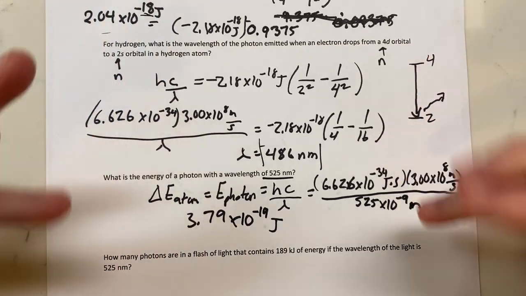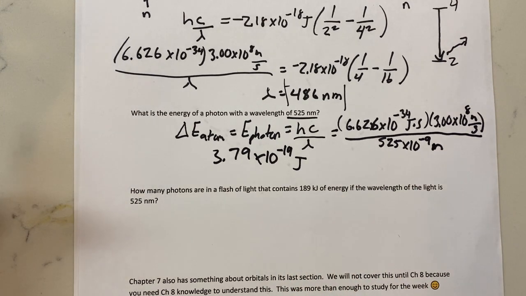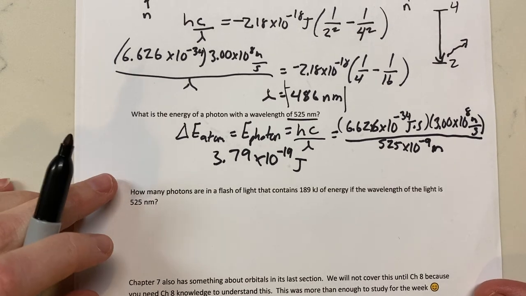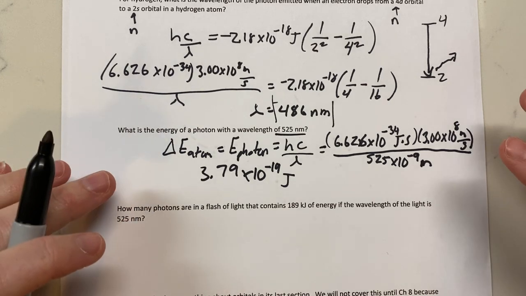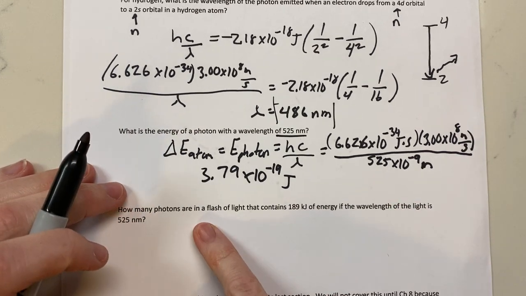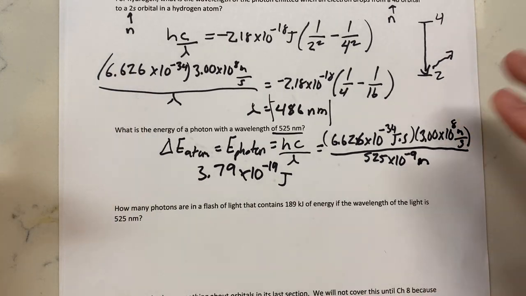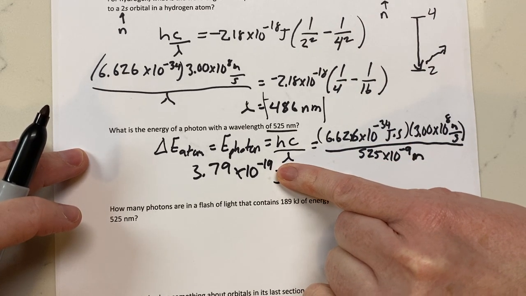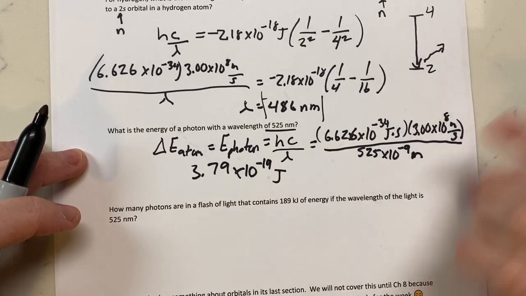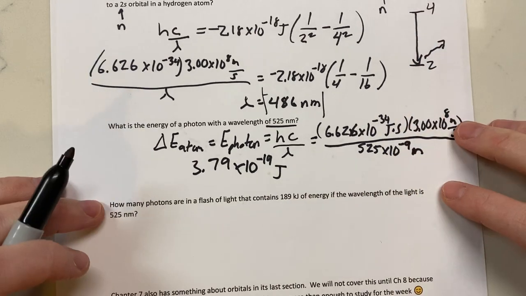Okay, now this is actually kind of a continuation, this next question. How many photons are in a flash of light that contains 189 kilojoules of energy if the wavelength of light is 525 nanometers? Let's go ahead and look at this in a few different ways. It's this flash of light. That means a whole bunch of light. It's not just one measly little photon from one tiny electron falling. One photon gives you 10 to the negative 19. This is a huge number of photons giving you 189 kilojoules of energy. The question is, how many are in there?